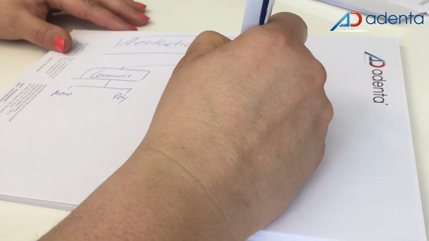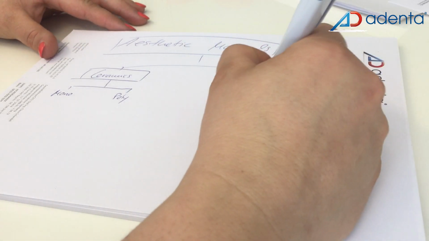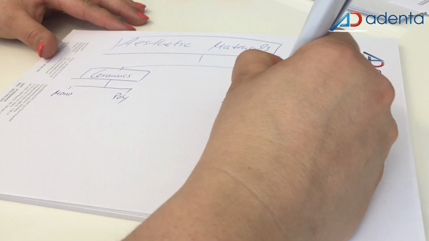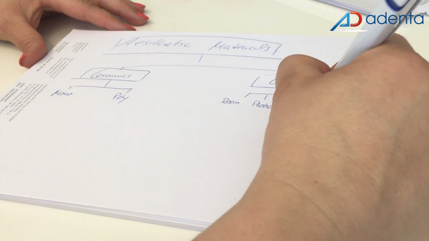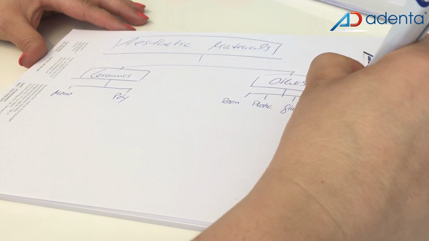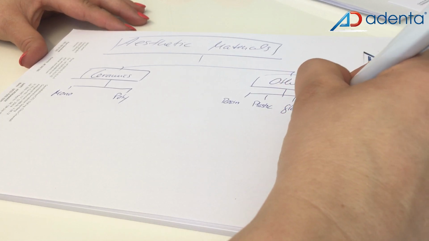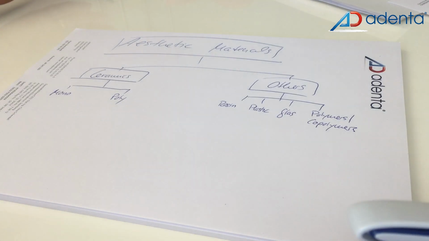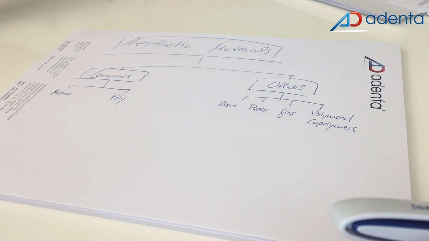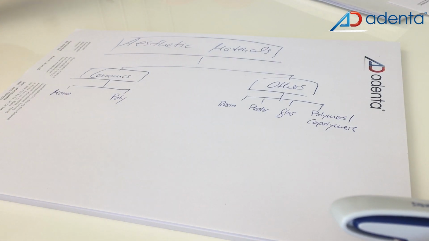On the other hand side, we have four other groups. We have the resin brackets, we have the plastic brackets, we have bracket types even made of glass, and we have polymers and combinations of polymers called copolymers. So now I'm sure you're wondering why we have so many different options for the same purpose, delivering a more aesthetic treatment option to our patients.